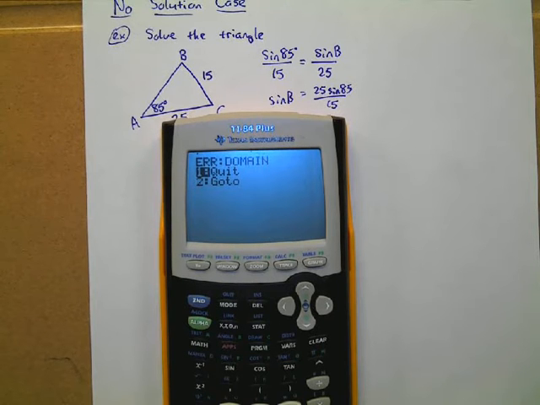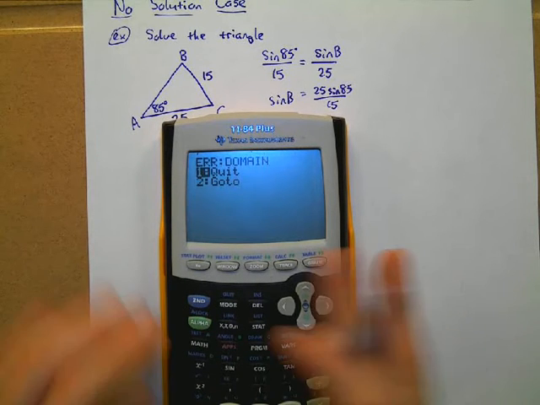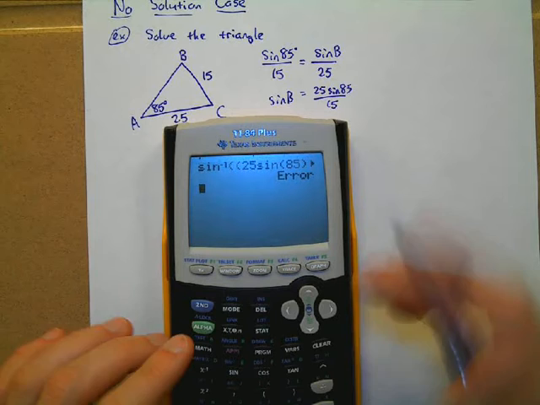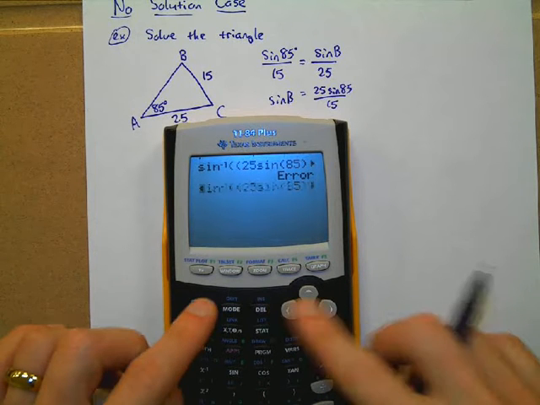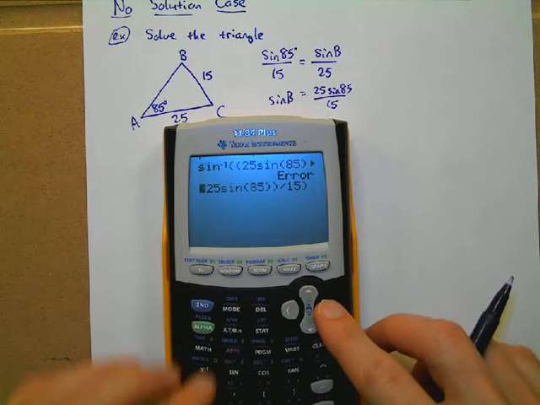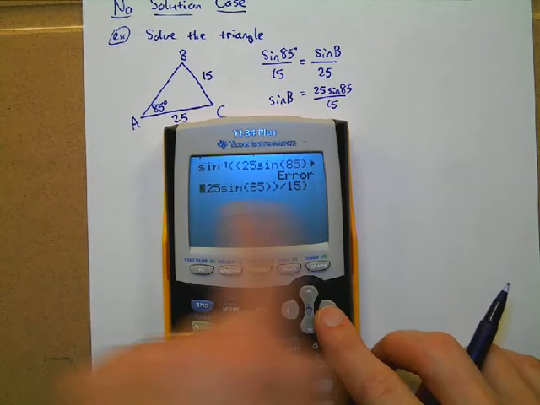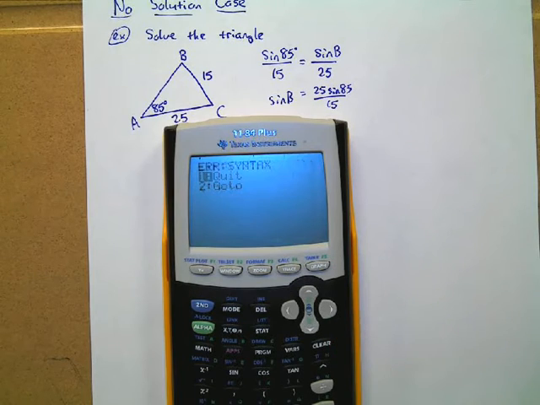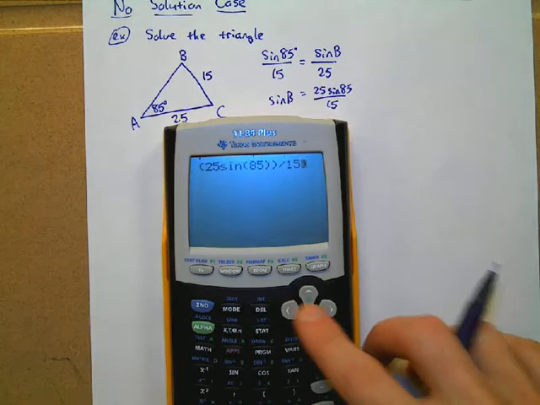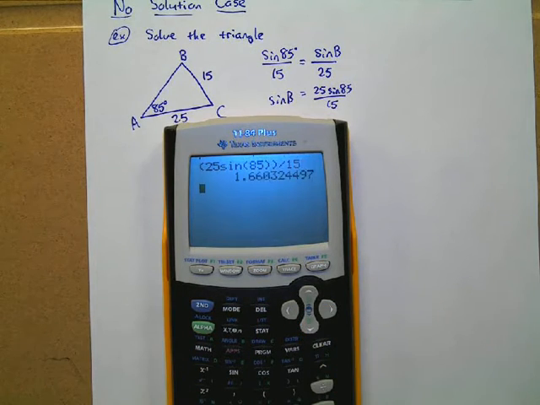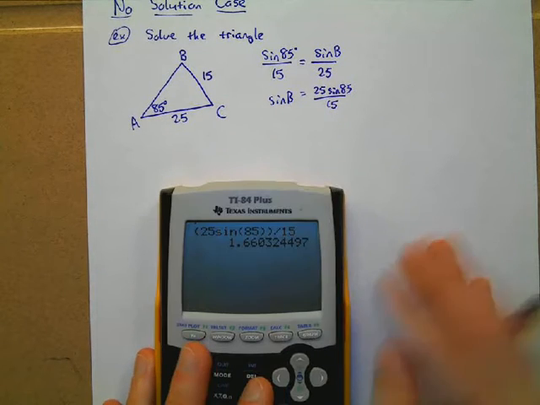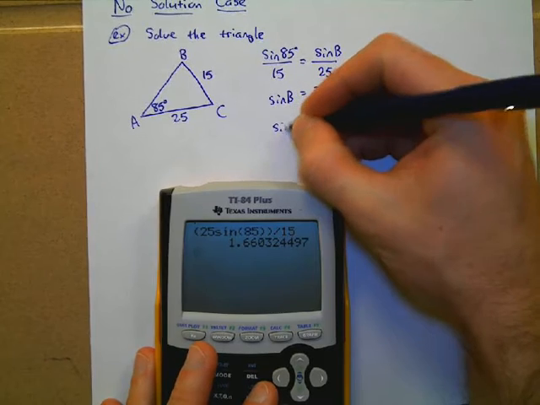If I delete the sine inverse part, let's just evaluate what's over here on the right. Oops, and now I messed something up. Oh, I think because I had an extra parenthesis. There we go. Okay, this is what I get. 25 sine of 85 divided by 15 is 1.66. So what that means is I want to know when the sine of B is equal to 1.66.